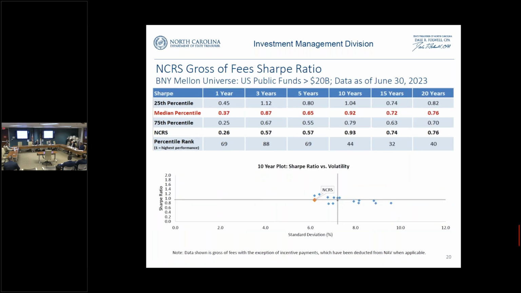Now, on the next slide, the Sharpe ratio, which is really a measure of risk-adjusted return. It takes into account both the returns and the risk. You can see how we fare fairly well over time on this. Shorter time periods, a little bit less so, and below median for the 1, 3, and 5 year. But you can see 10, 15, and 20 year, we're above median and closer to top quartile in some time periods.